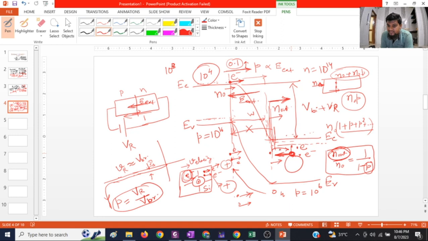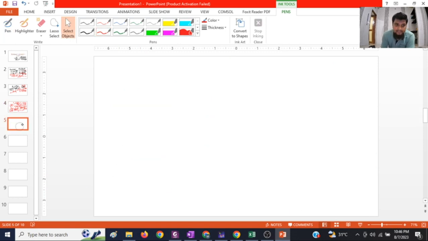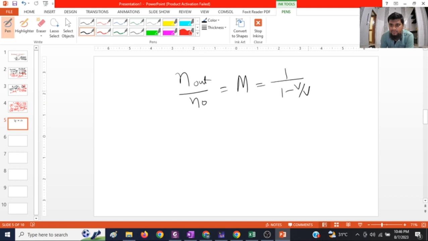In any way, you assume that one electron will accelerate on this side, or this hole is accelerating. Okay, this is the analogy. I hope that you are with me. So in general, this multiplication factor M, that means N out divided by N naught, is equal to 1 by 1 minus V upon V breakdown.